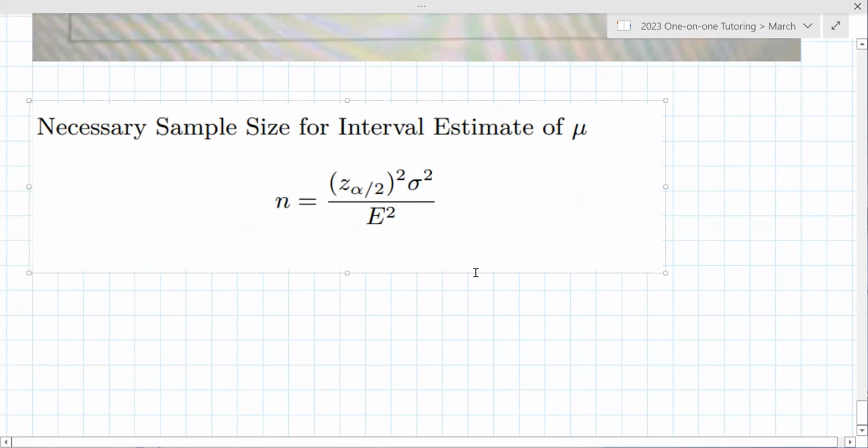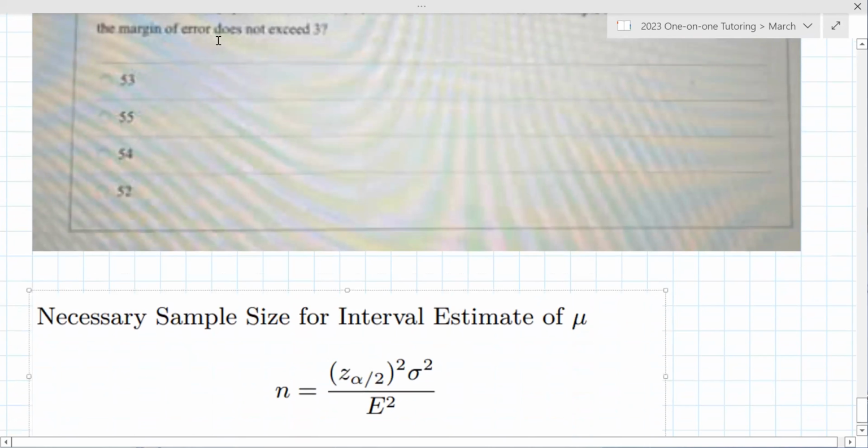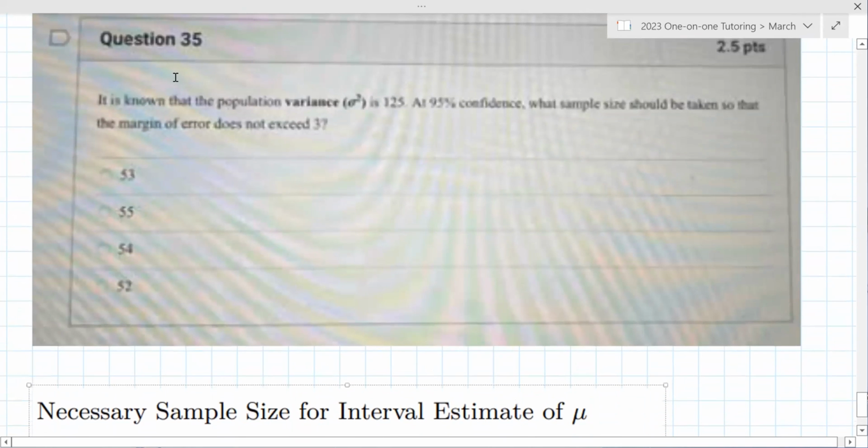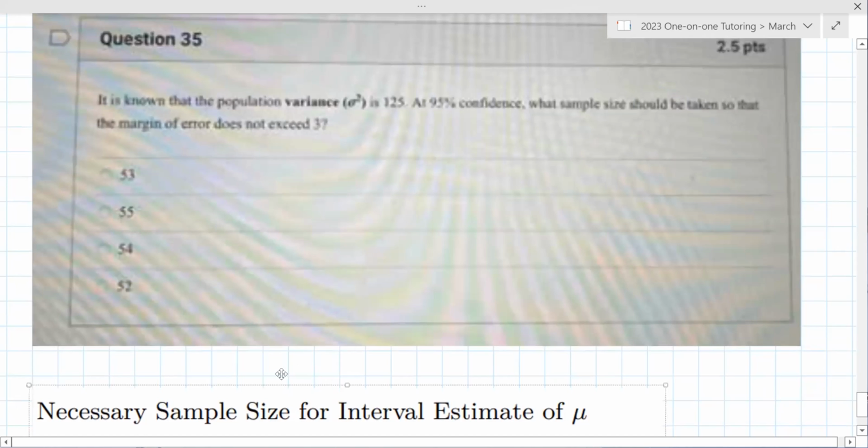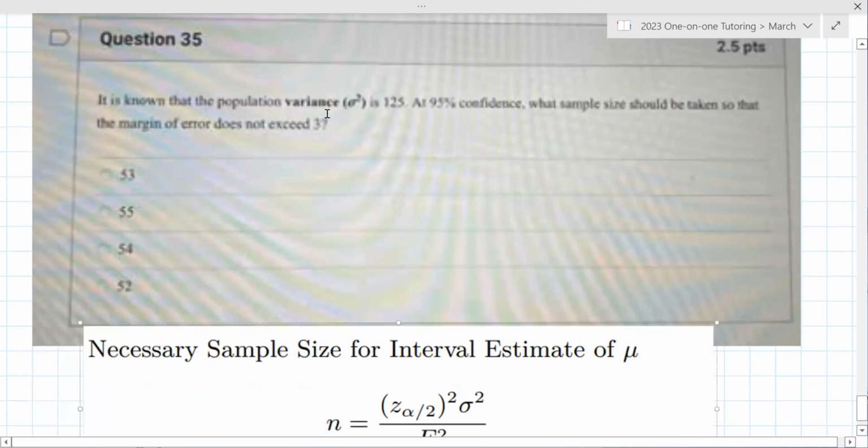All right, so this problem though is asking for, okay, I'm sorry, it is just asking for this. I thought maybe it was asking for something else. So they're giving you sigma squared, they're giving you c equals 0.95, and they're giving you the error is 3.